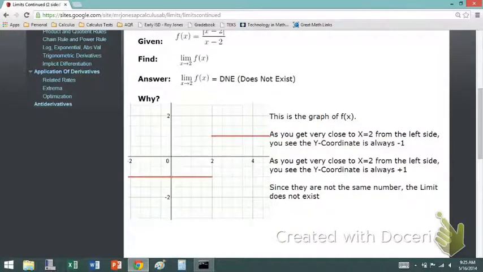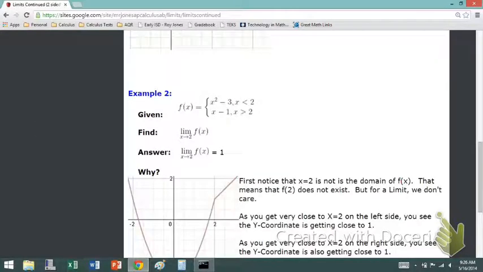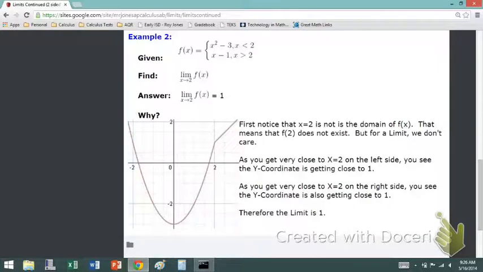Now here's one where the limit would exist. This is what's called a piecewise function. You have f of x equals x squared minus 3 for x less than 2, right there. You have x minus 1 for x greater than 2. Again, I've graphed it for you right here.